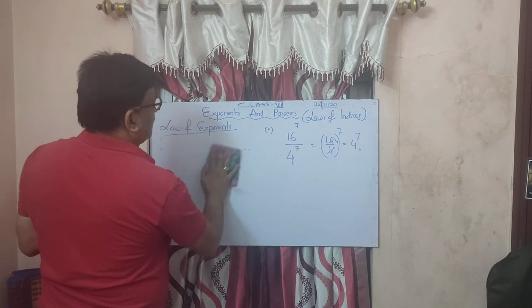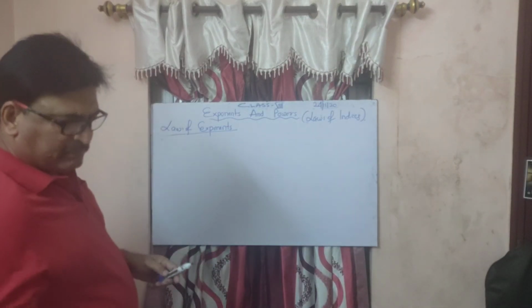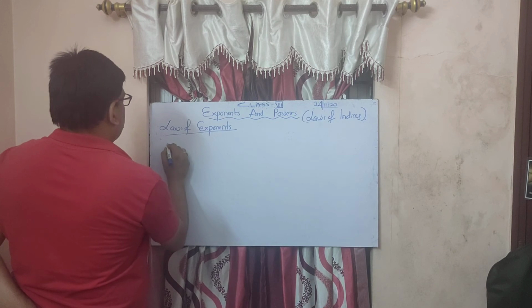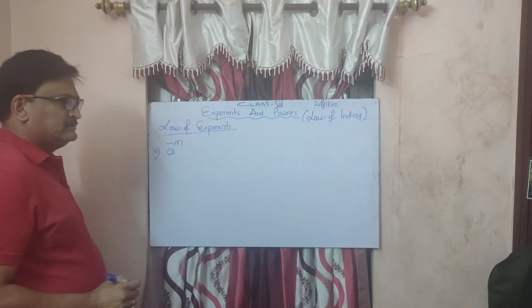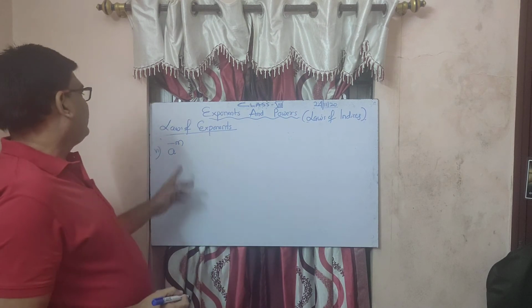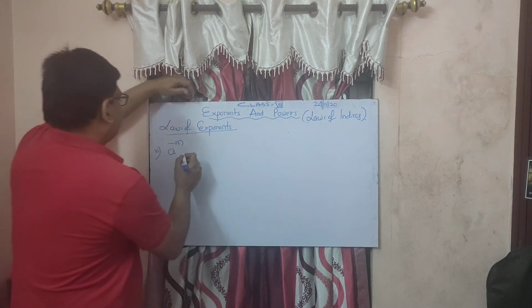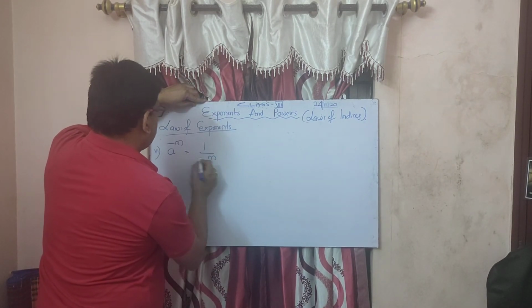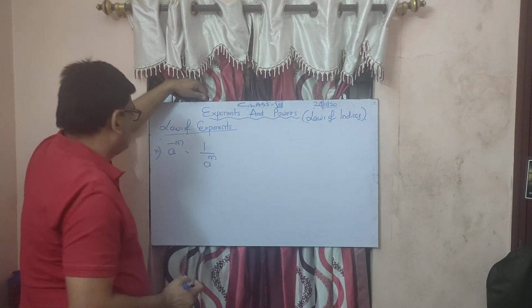Now the sixth law. This is very important. This is called the inverse law: a to the power minus m. If the power is negative, if the exponent is negative, then what do you have to write? 1 upon a to the power m. The negative becomes positive.